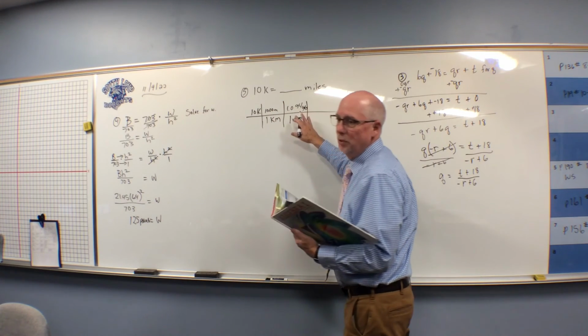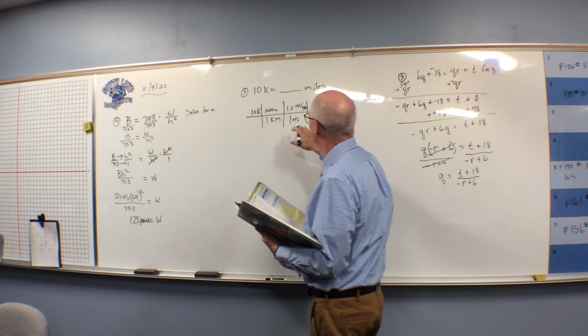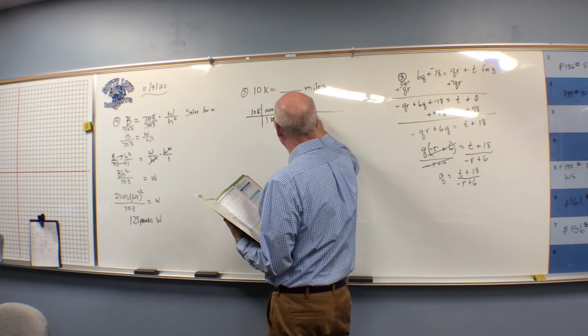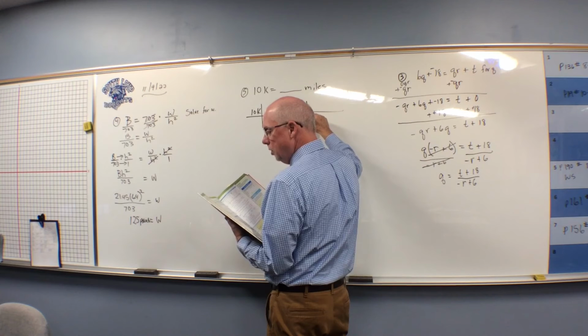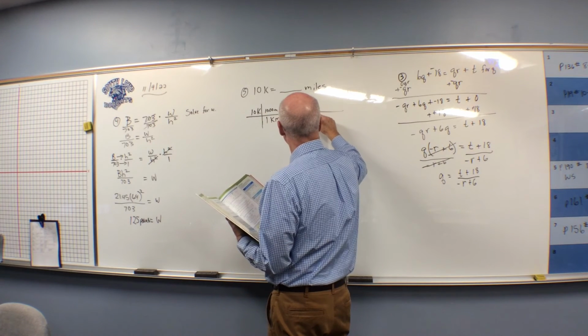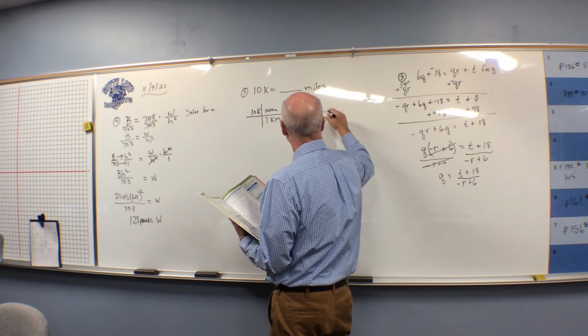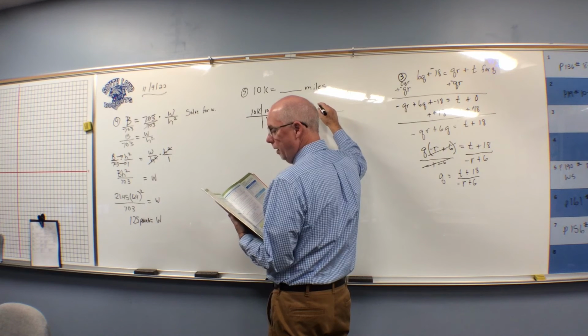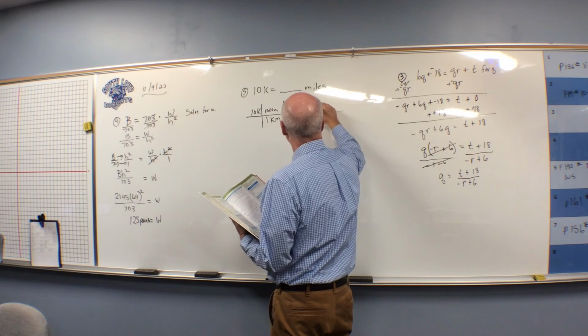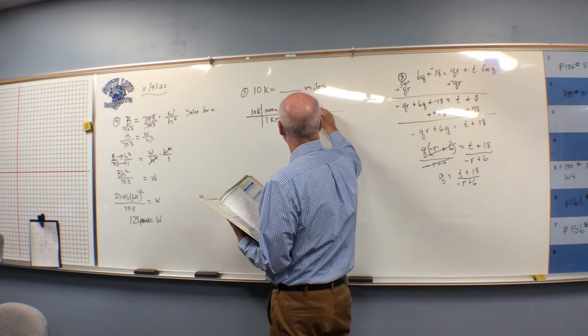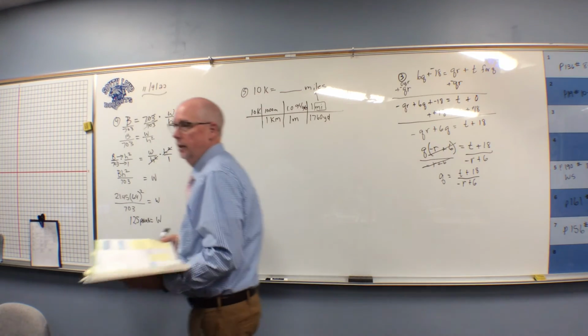Now we got to keep our labels, because we cancel them, right? So then we have yards. We got to have yards down here, and it told us that 1,760 yards is what? In the problem, 1 mile. And look, I have mile right here, and that's what I want to know, right? See how that works? The ending.